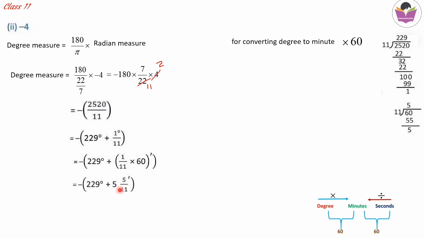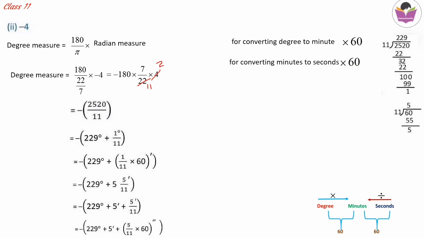Again this one we have to split, we know how to split, that is minus of 229 plus this 5 by 11 we can split as 5 minutes plus 5 by 11 minutes. Both are in minutes only, but we have to split it, that's all. Then what we have to do is converting the minutes to seconds. This 5 by 11 is very small when we compare with this 5. So this quantity we have to change it to again smaller units, means minutes, next smaller unit is seconds. So 5 by 11 we have to convert into seconds, just to multiply with 60. So minus of 229 plus 5 minutes plus 5 by 11 into 60 seconds.